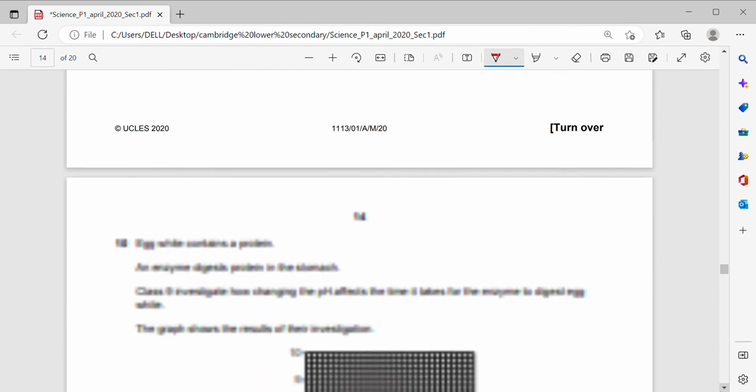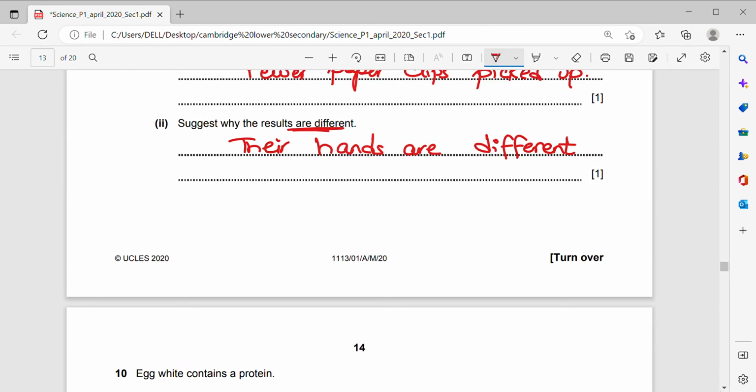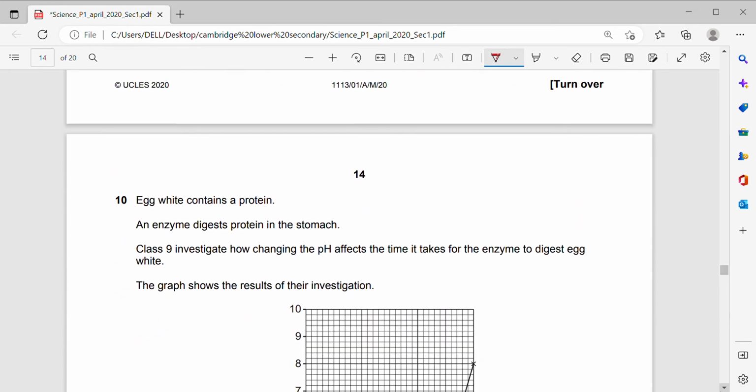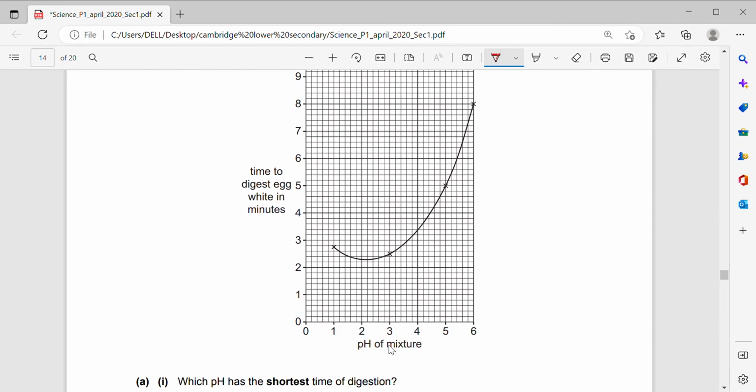Next question. Egg white contains a protein. An enzyme digests protein in the stomach. يبقى egg white contains a protein. An enzyme digests protein in the stomach. Class 9 investigate how changing the pH affects the time it takes for the enzyme to digest the egg white. This graph shows the results of the investigation. عندنا هنا graph to show the pH of a mixture وعندي time على y axis, time to digest the egg white in minutes.